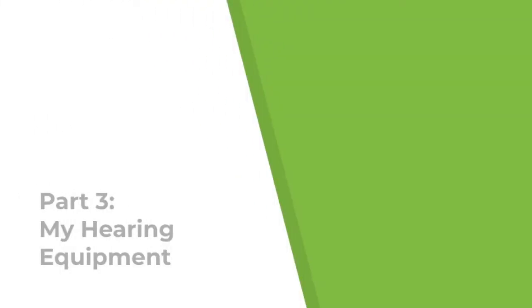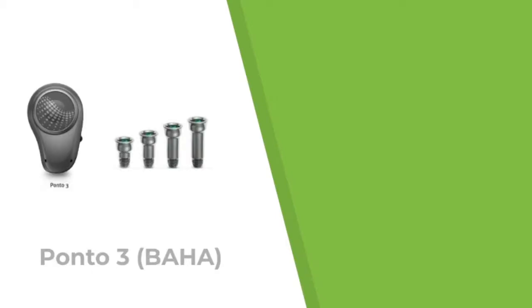Now that I have told you about my hearing loss, I can now introduce to you my hearing equipment. First, I will show you what I will be wearing, then I will show you what you will be wearing. I have a titanium screw in my head that sticks out just enough to snap a special bone-anchored hearing aid onto it. This is called a baha.